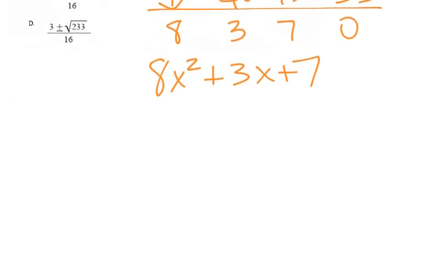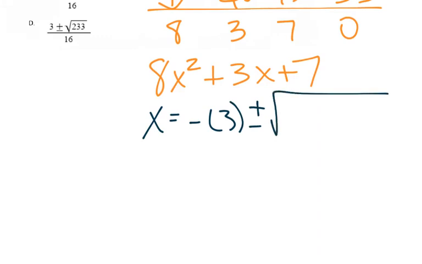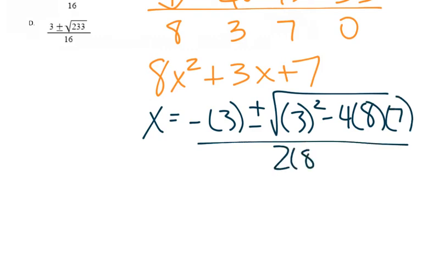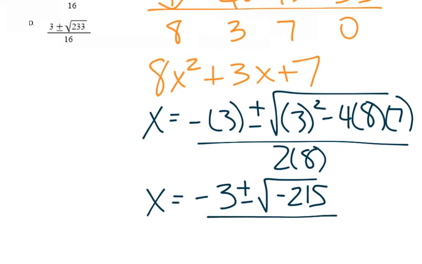Unfortunately, it's not going to be able to be factored, so I'm going to use the quadratic formula. So x is equal to negative b plus or minus square root b squared minus 4ac all over 2a. The negative in front of a positive 3 is a negative 3 plus or minus square root. I'm going to put everything under the radical in my calculator. I get negative 215 divided by 2 times 8 is 16.